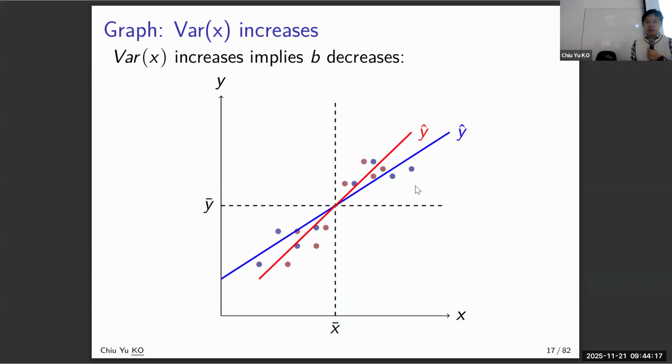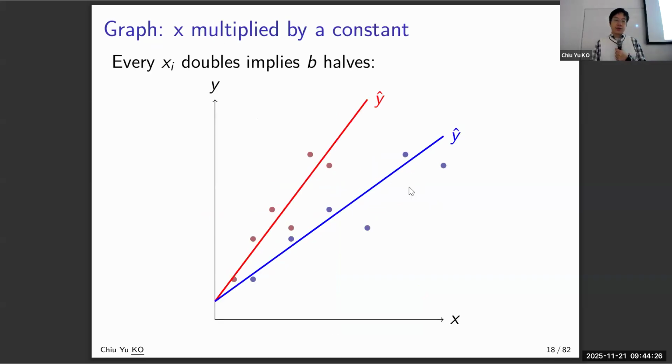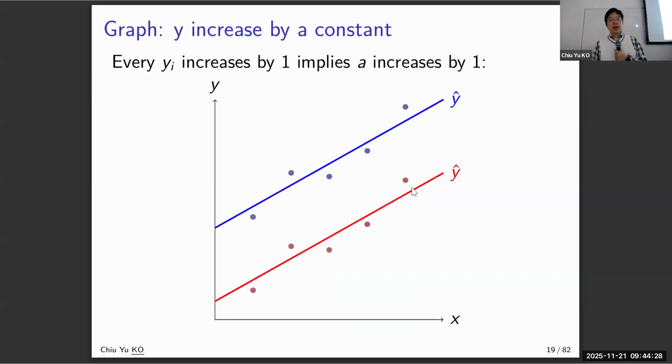C too: if you double the variance, you would decrease B. If you double the X, then you will halve B because of the formula. And if you increase Y by 1, then it doesn't affect B, but you will increase A. So everything works as you would think, right? So it shouldn't be a big concern to you.